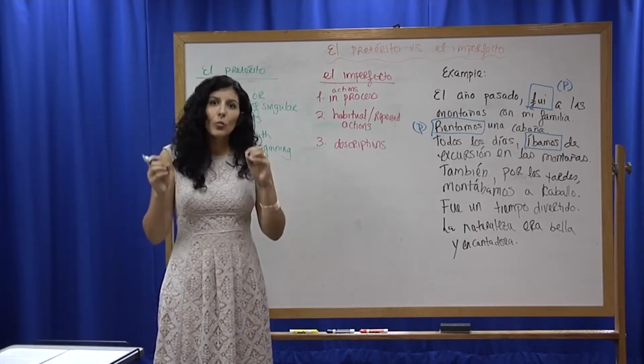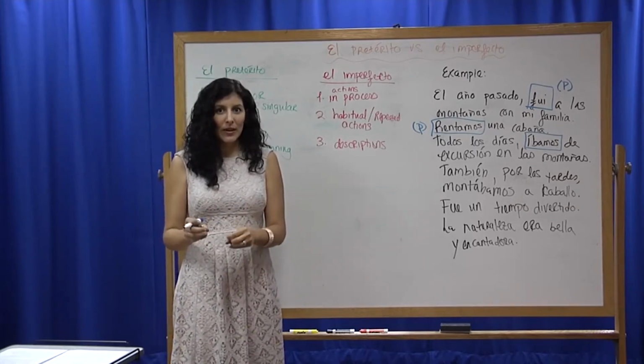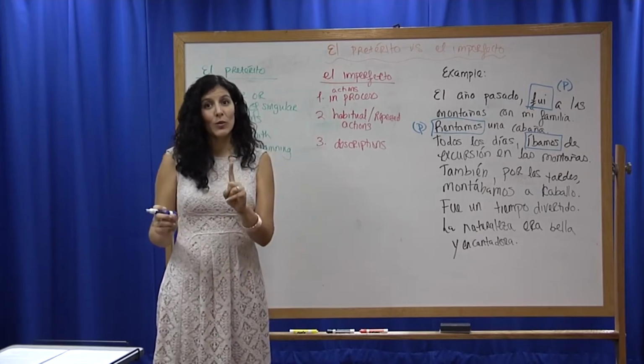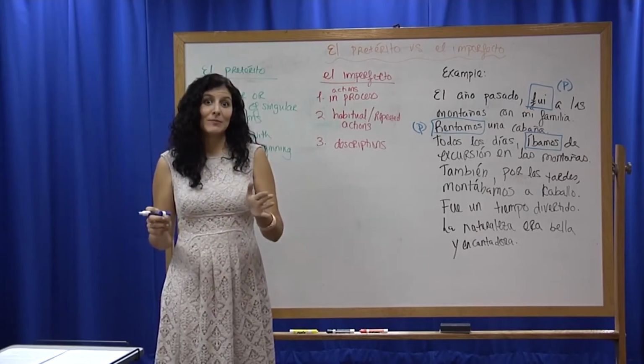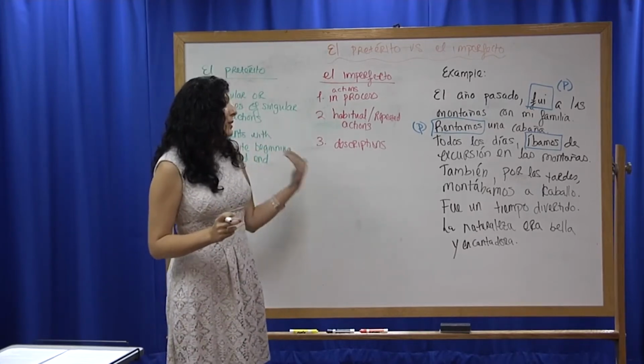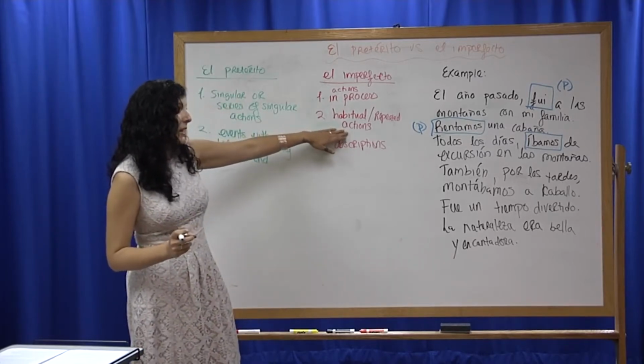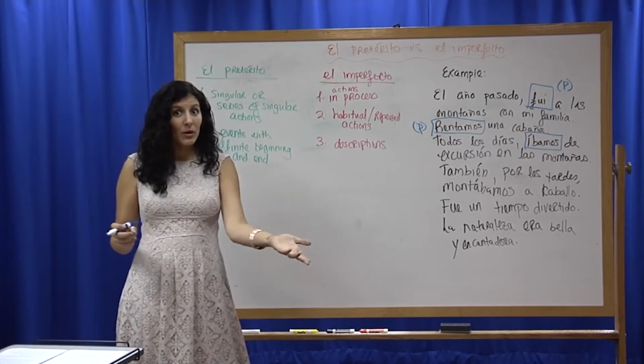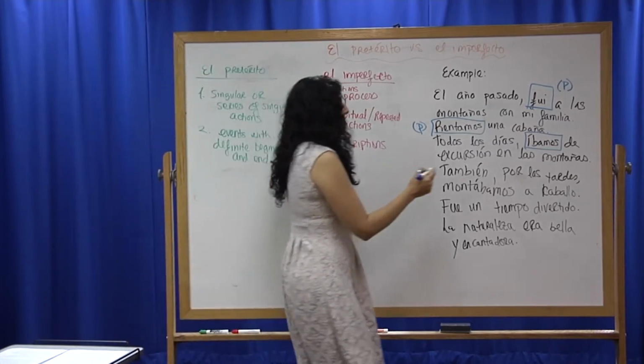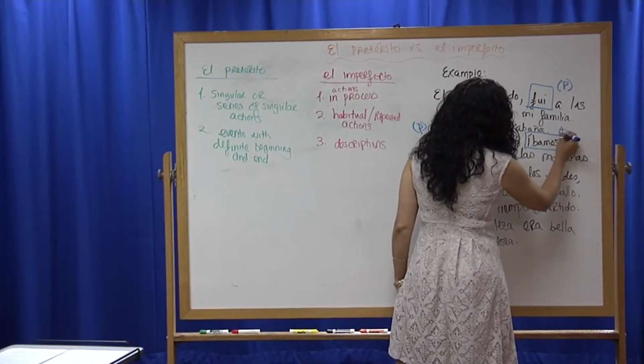So if I want to say every day we went hiking in the mountains, that would not just be the one time that we were there, we went hiking. We didn't just go hiking one time, we went many times, right? So because we went many times, that would have been a habitual or repeated action that we did while we were on vacation. So I know that I would use the imperfect.